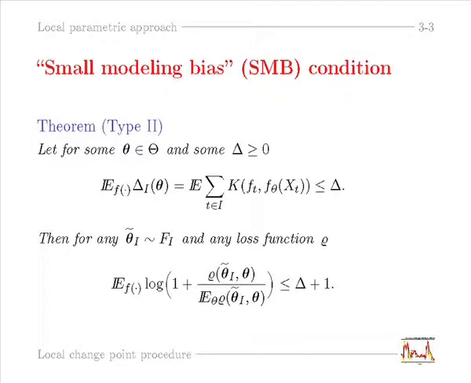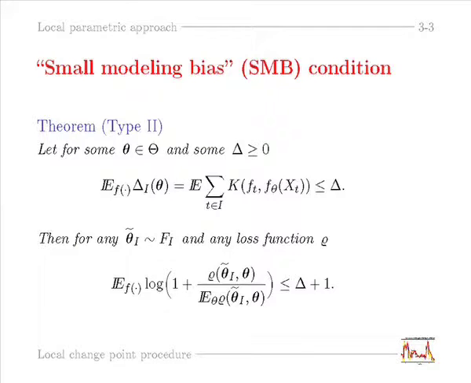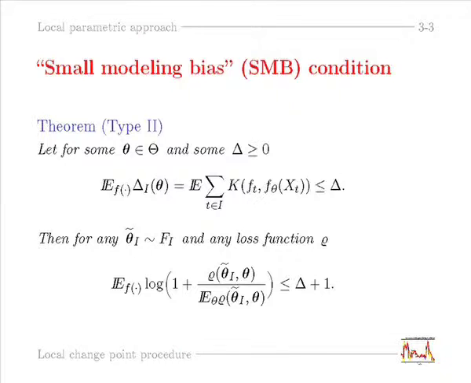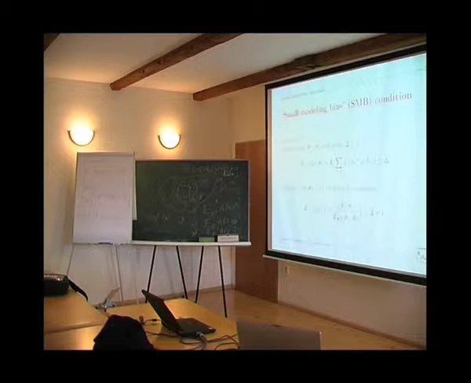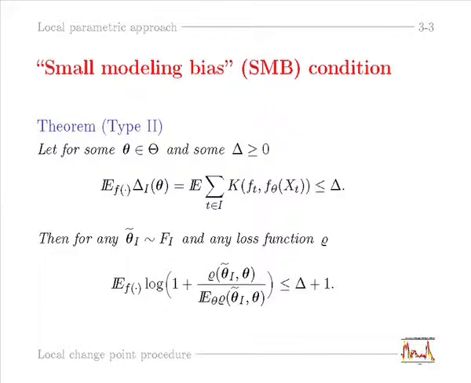Okay, now the type 2 result, extension from parametric to non-parametric under SMB. We see what happens if the interval is selected correctly. This means that the expected value of this modeling bias is bounded by capital delta. Earlier we had just this bounded by capital delta, now this is random, and our small modeling bias condition means the expected value of this is bounded by capital delta. So this is a condition which says this interval is a good interval. And we want to mimic the largest good interval. This is what we want to get.